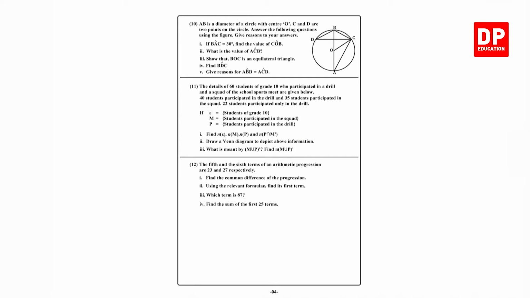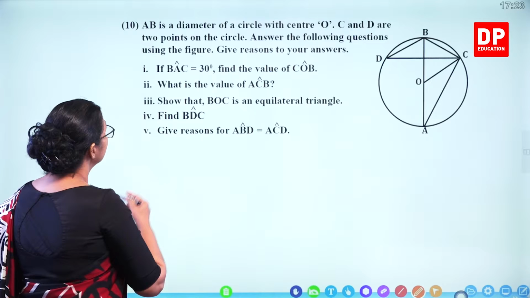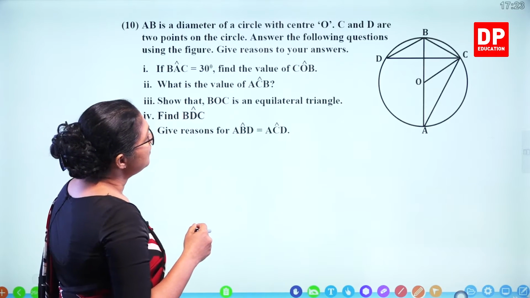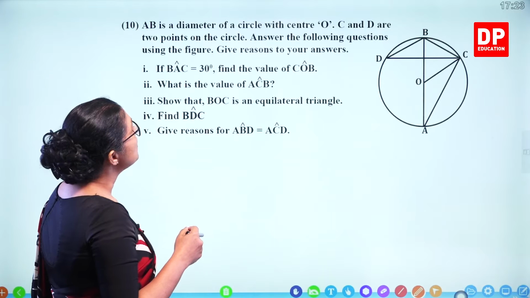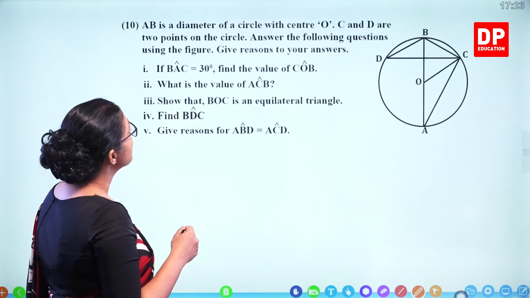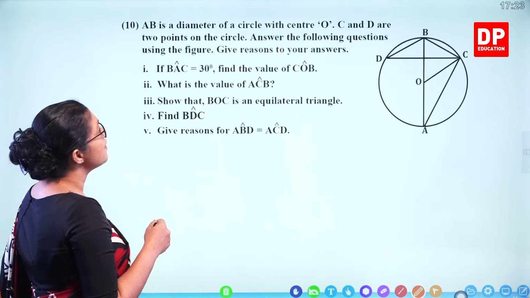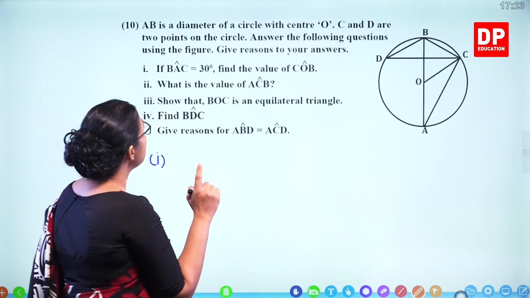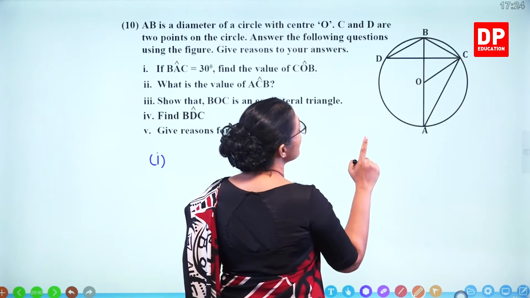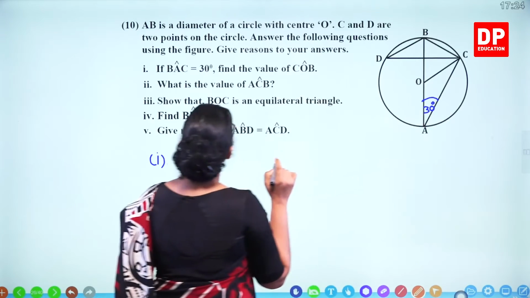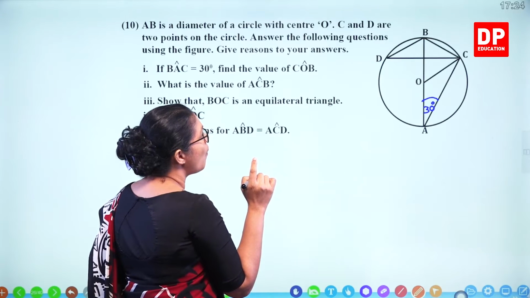Now you can do the last 3 questions of this paper: 10, 11 and 12. Question number 10. AB is a diameter of a circle with center O. C and D are 2 points on the circle. Answer the following questions using the figure. Give reasons for your answers. BAC is 30. This angle is 30 degrees. Find the value of COB.